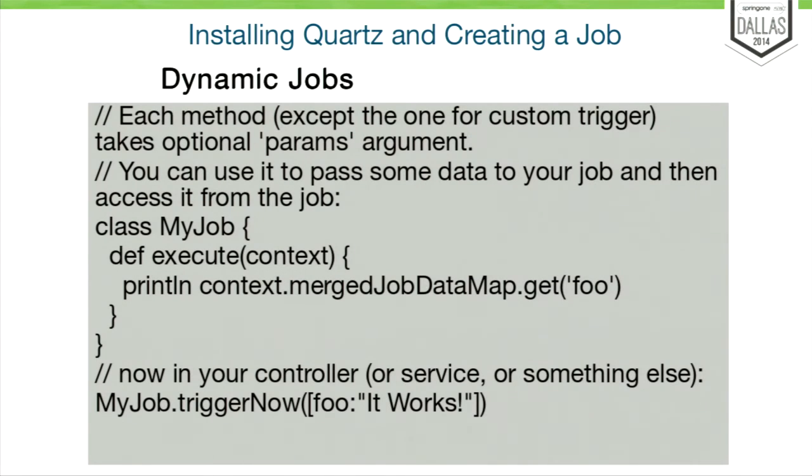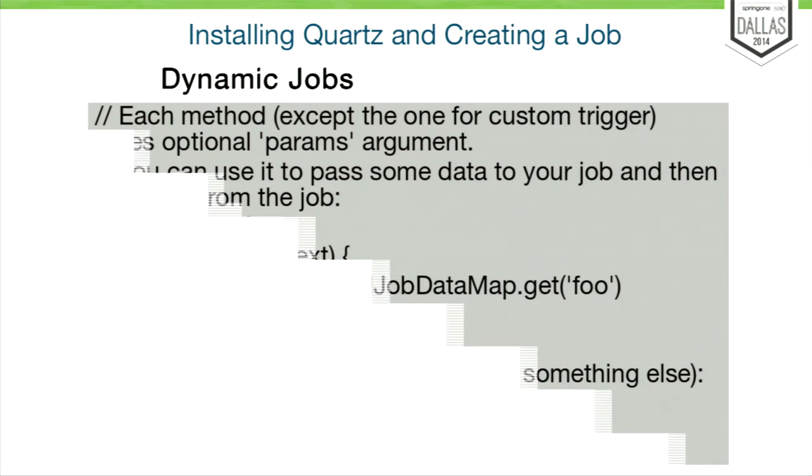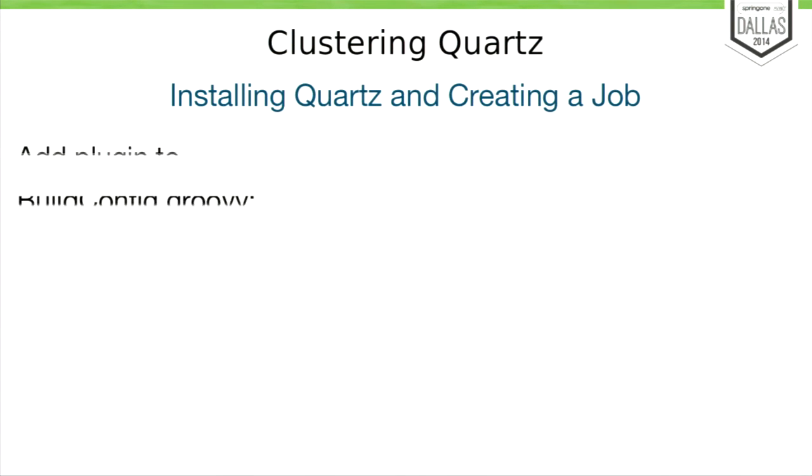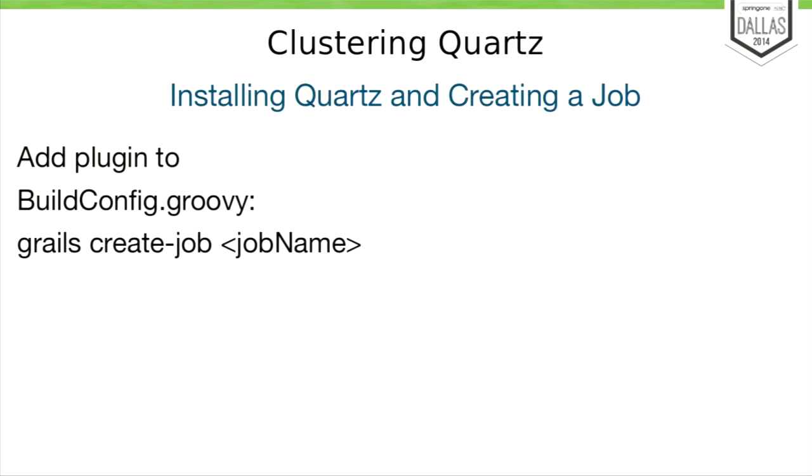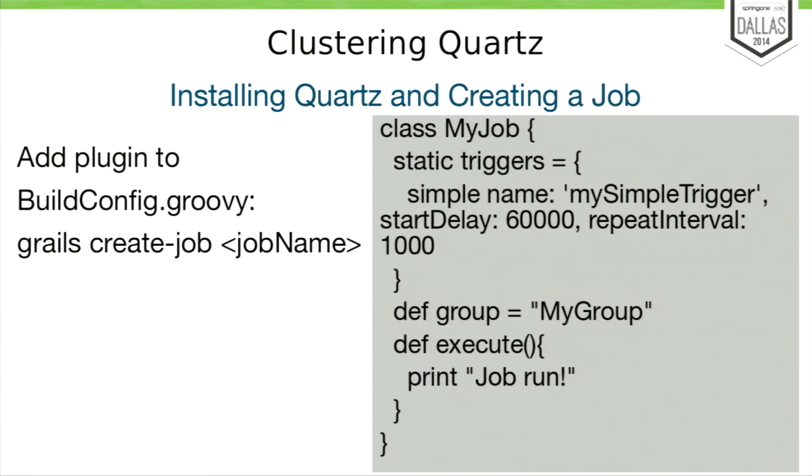So a dynamic job means I've just created a job and I want it to happen at some other time, and it may run on some other server. I can trigger it immediately, and that's one way to fire up the job. You can add the plugin to build.groovy, and it even has a little script here. You can say create-job, and it'll create the jobs for you. You just give it a name, and it'll start out with this default thing here where it says it's a simple trigger. It's just got a delay of whatever you want to set, and the repeat interval.